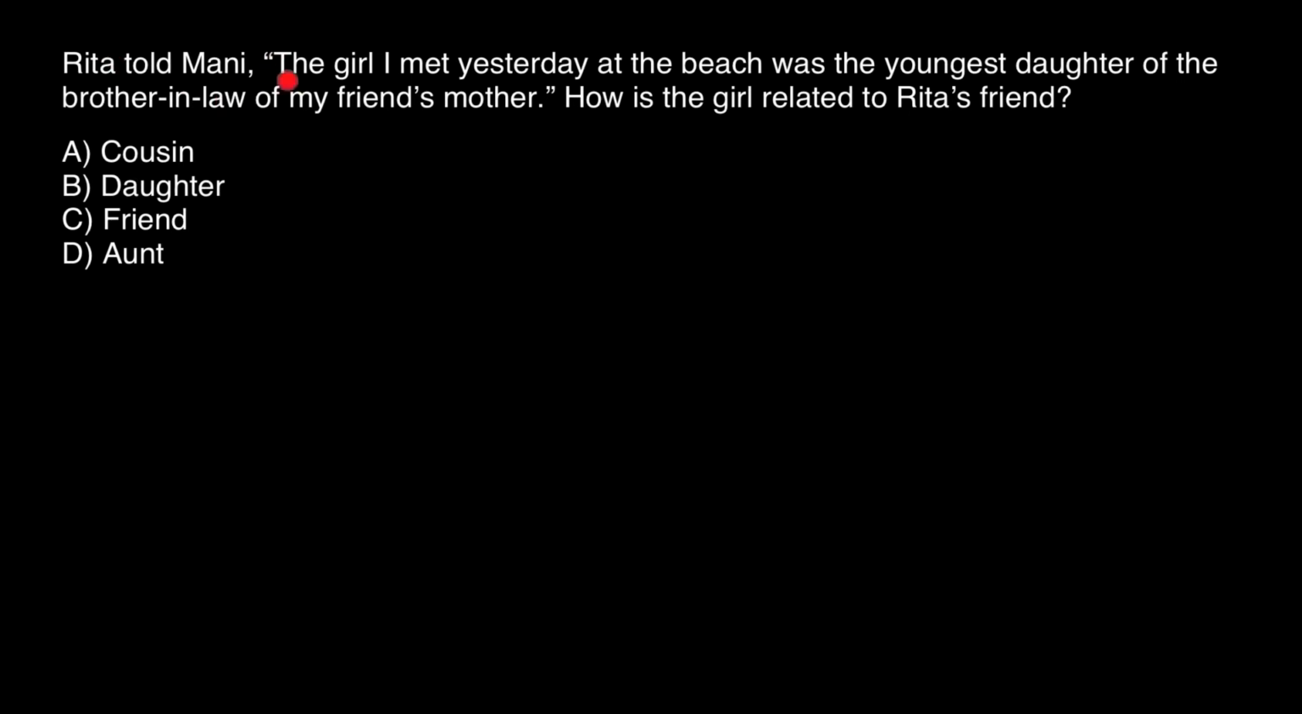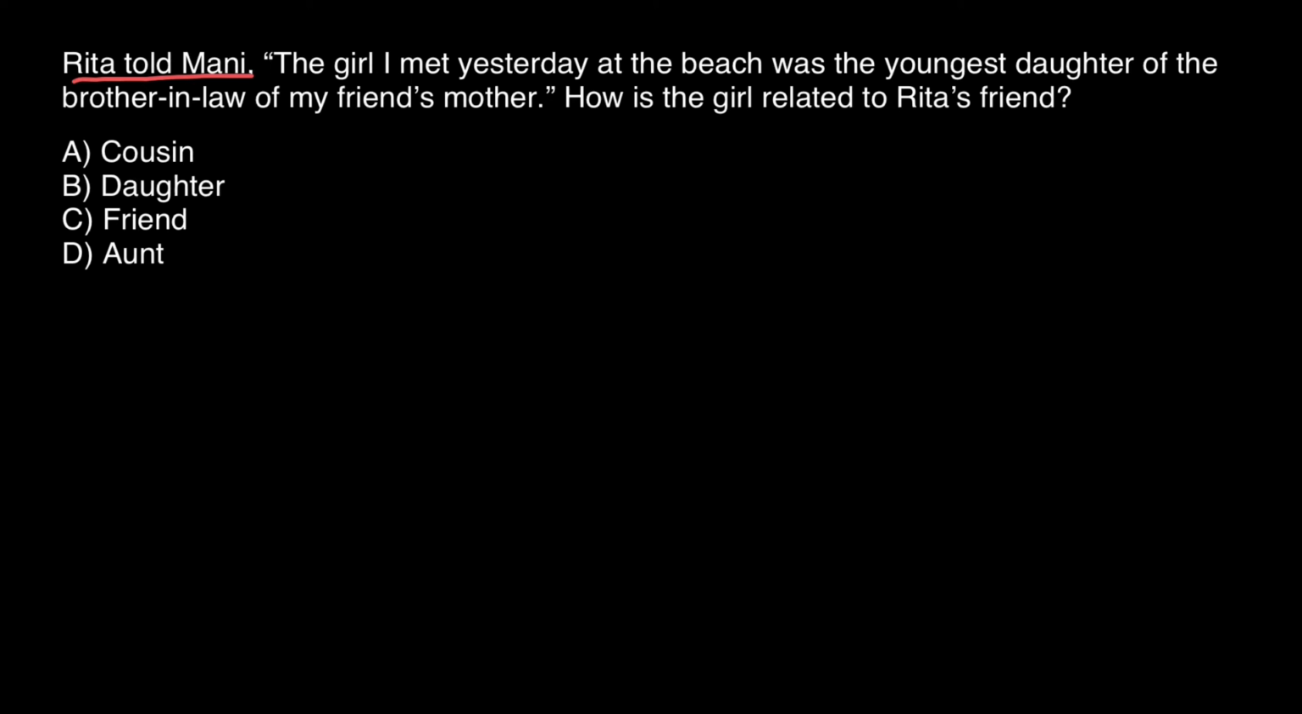Rita told Money, the girl I met yesterday at the beach was the youngest daughter of the brother-in-law of my friend's mother. How is the girl related to Rita's friend? The first mistake would be to think that the friend is Money. Both of them are outsiders and not a part of the picture of this pedigree. Then who is the friend?